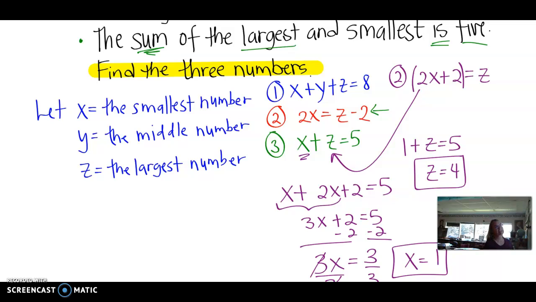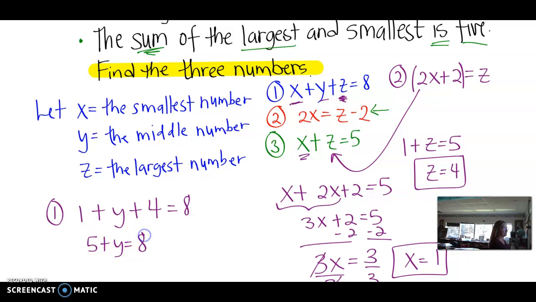And now I know x and I know z, so if I plug that into equation 1, x is 1 plus, I don't know y yet, plus z equals 4. I'm putting 1 in for this and 4 in for this equals 8. So this is 5 plus y is equal to 8. Subtract 5, and you get y equals 3. 8 minus 5 is 3.